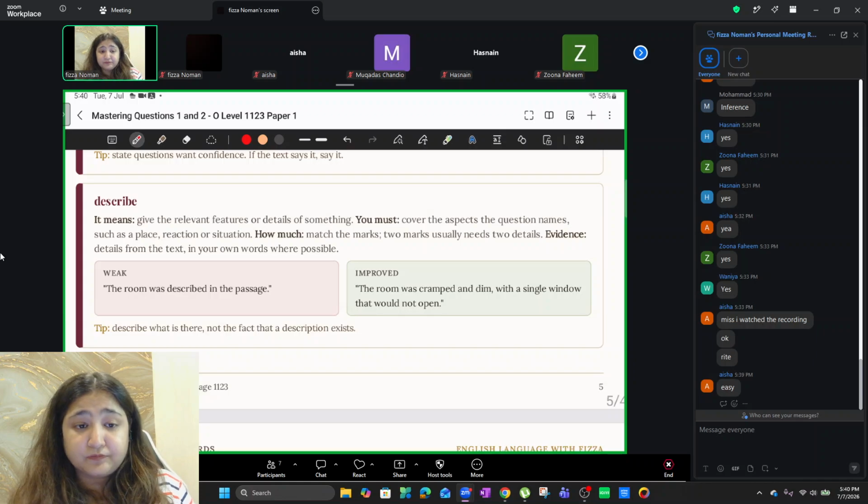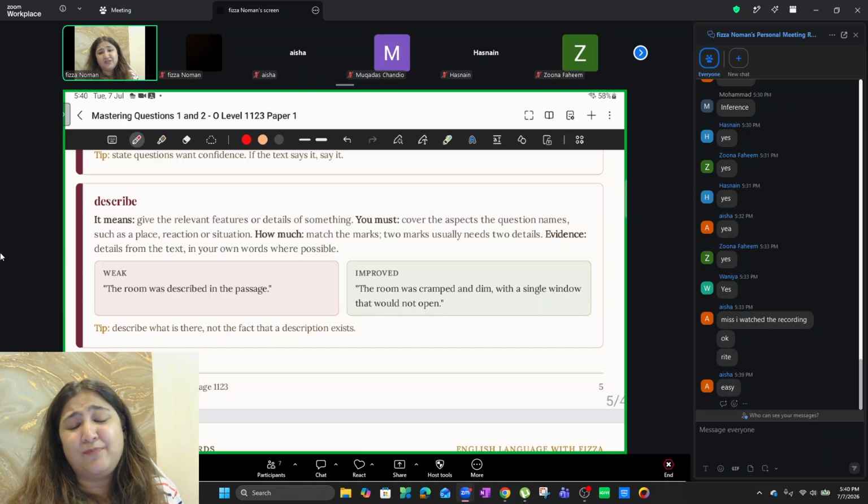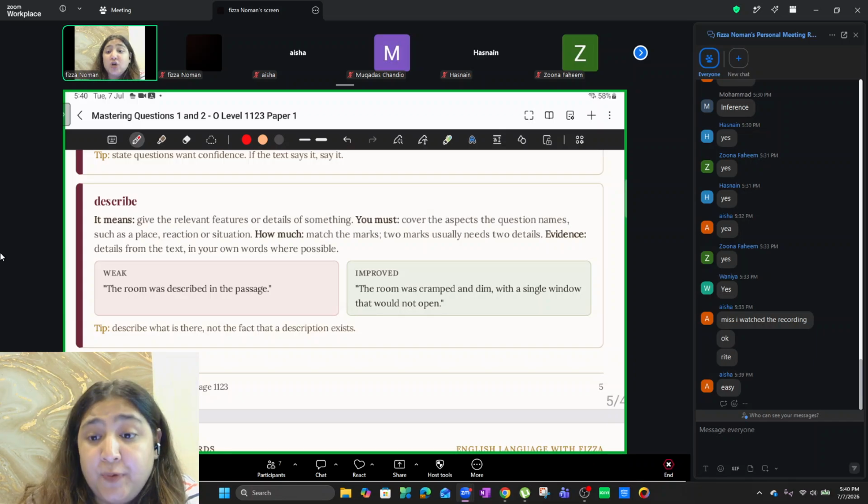Okay? So, अगर मैं सिर्फ ये लिख दूँ, the room was described in the passage, it's a bogus answer. Isn't it? I guess itna to you guys can also understand that it's a bogus answer. It tells me nothing. It tells the examiner nothing, right? It tells the reader nothing. So the improved version is the room was cramped and dim with a single window that would not open. Right? Guys, do you see it?